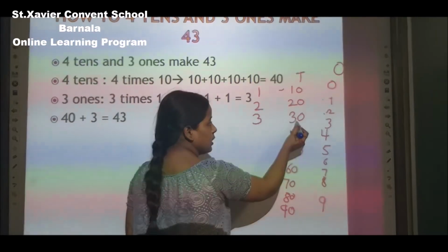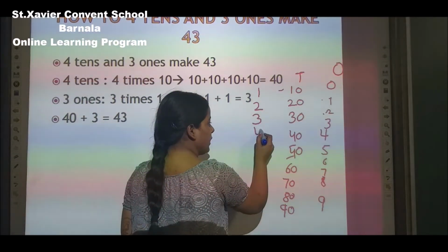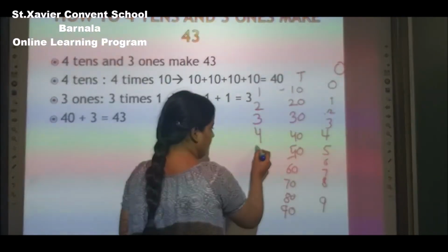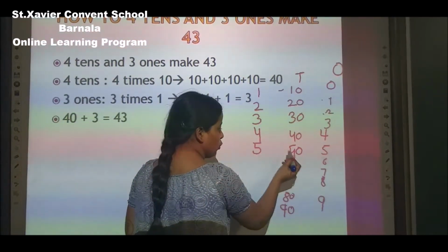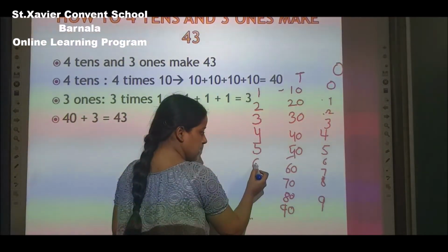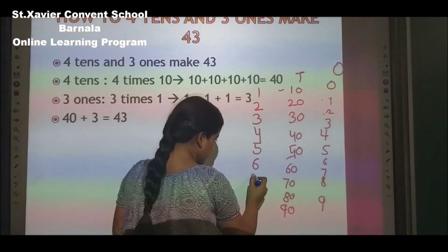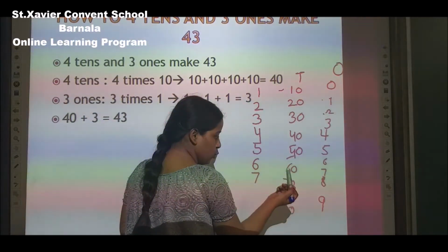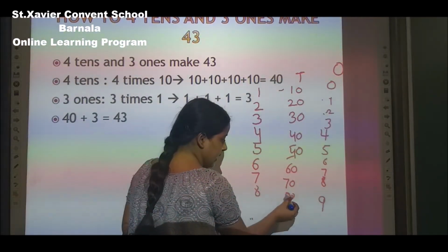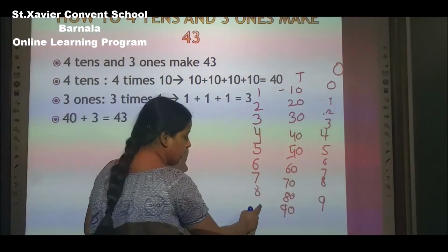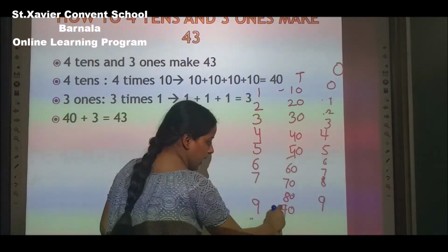3 tens is equal to 30. 4 tens is equal to 40. 5 tens is equal to 50. 6 tens is equal to 60. 7 tens is equal to 70. 8 tens is equal to 80 and 9 tens is equal to 90.